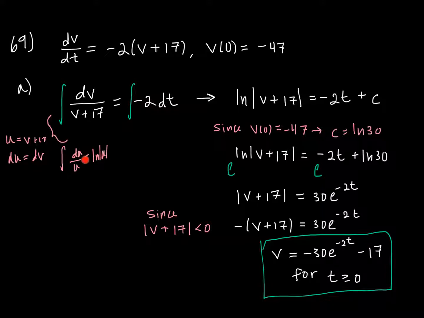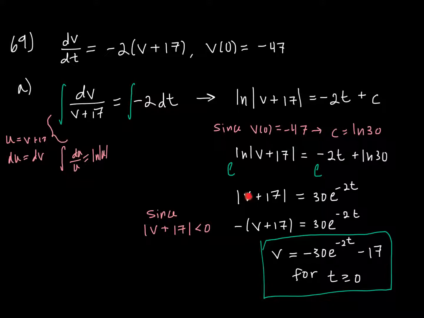That makes this pretty easy. So the left side is going to be the natural log of the absolute value of v plus 17, and the right side will be negative 2t plus c. Use the initial condition. Solving for c gives you natural log of 30. So I'm left with natural log of the absolute value of v plus 17 is equal to negative 2t plus natural log of 30. I'm going to raise e to the power of both sides of my equation, which allows me to get the absolute value of v plus 17 is equal to 30 e to the negative 2t.